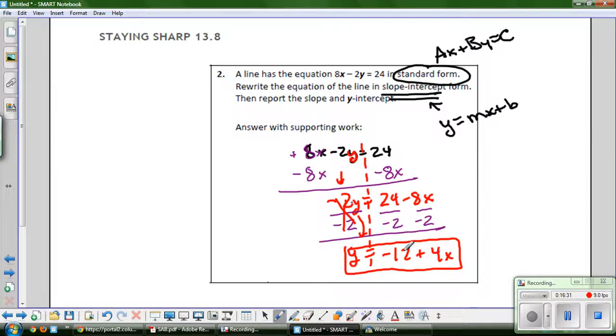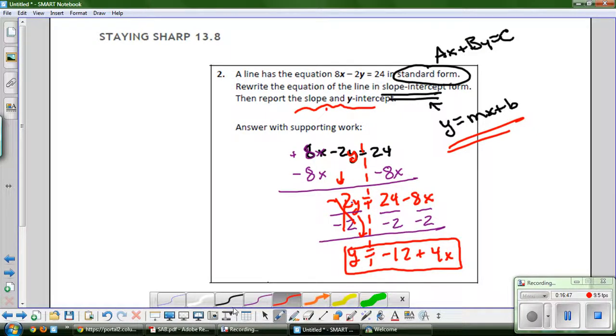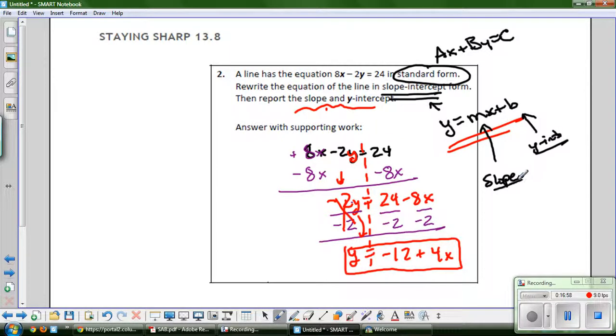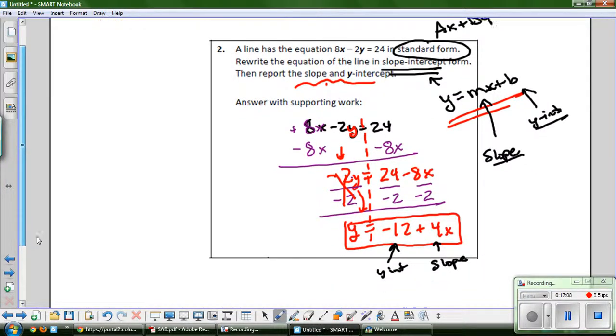Now the second part that kind of stuck in there is they want you to report the slope and y-intercept. Now this is an old skill, but a skill that we should maintain. In this equation form, the m is a slope and the b is a y-intercept. So if I'm looking here, there's my slope, there's my y-intercept. So they want me to report it. I shall. The y-intercept value is going to be negative 12. The slope value is going to be 4. Remember, it's just a number in front of the x, not the actual x itself.